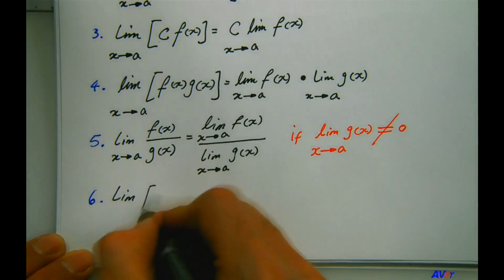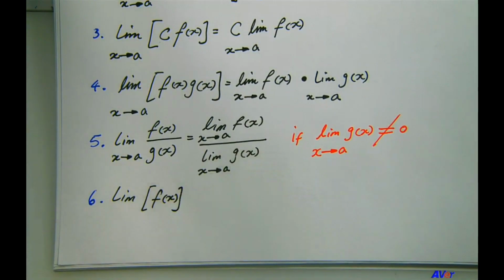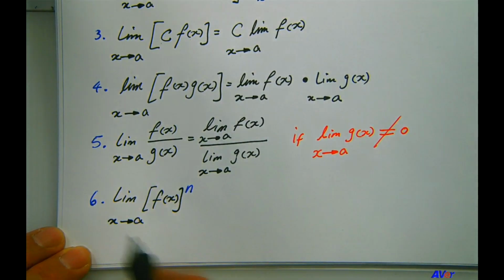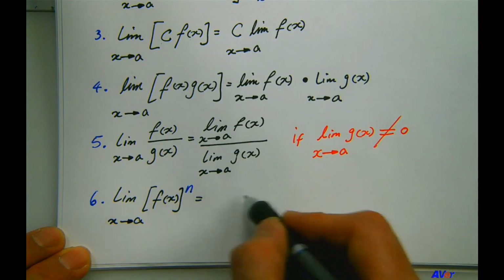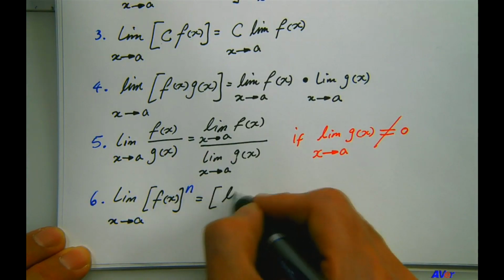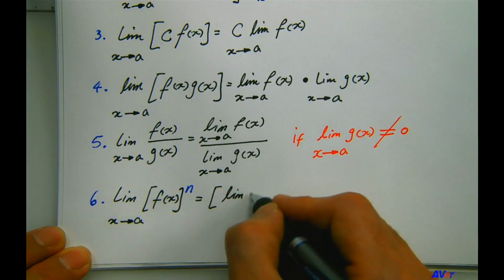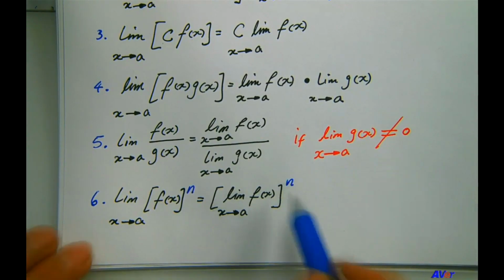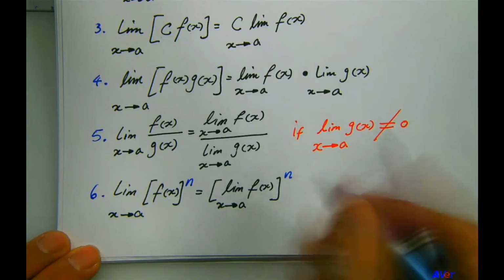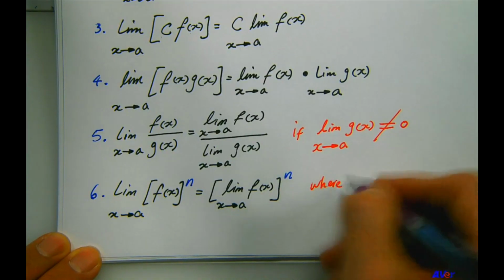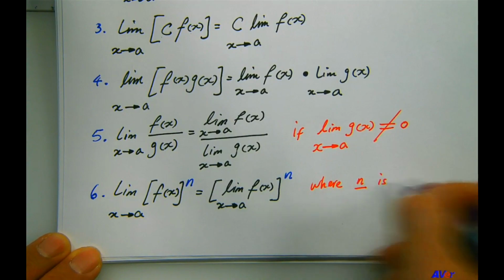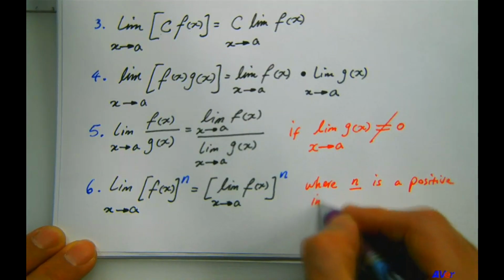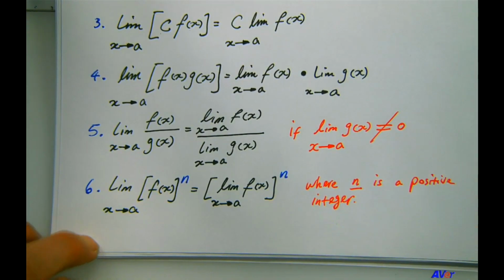Okay, for obvious reason, we don't want the denominator to be 0. We can say that the limit of a function to some exponent, let's say n, as x approaches some value a, is equal to the limit of that function raised to this power. In other words, we can put the limit on the inside: the limit of the function as x approaches a, raised to n. And let's also describe this n: n is any positive integer.